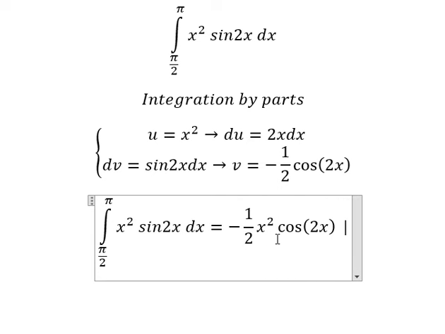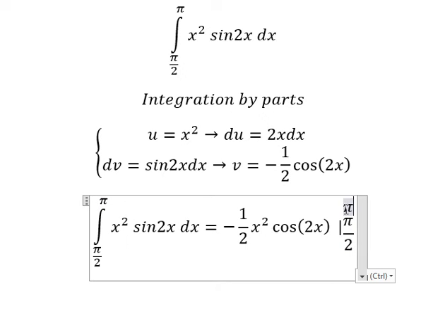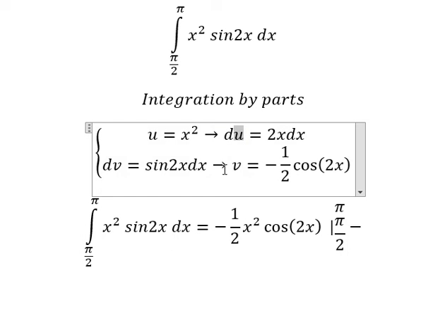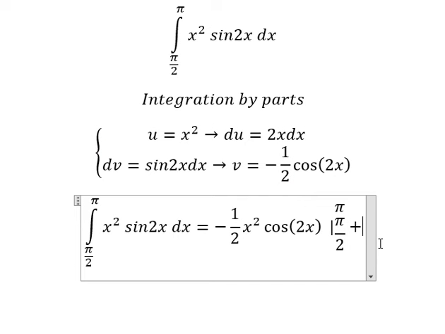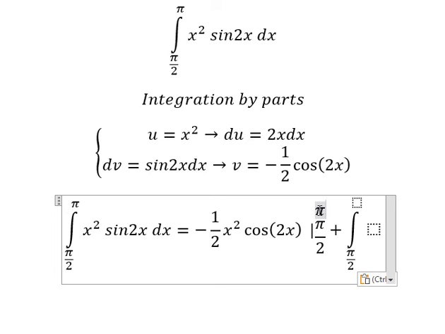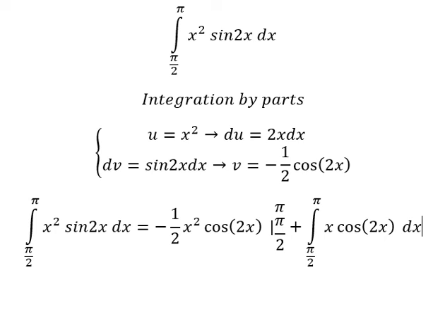And now I will put the bounds from b over 2 to b. Minus, we have du multiplied by v. So we have 2 and 1 over 2, they cancel. Negative and negative, we have positive, and now we have the integration from b over 2 to b, and we have x cosine 2x dx.